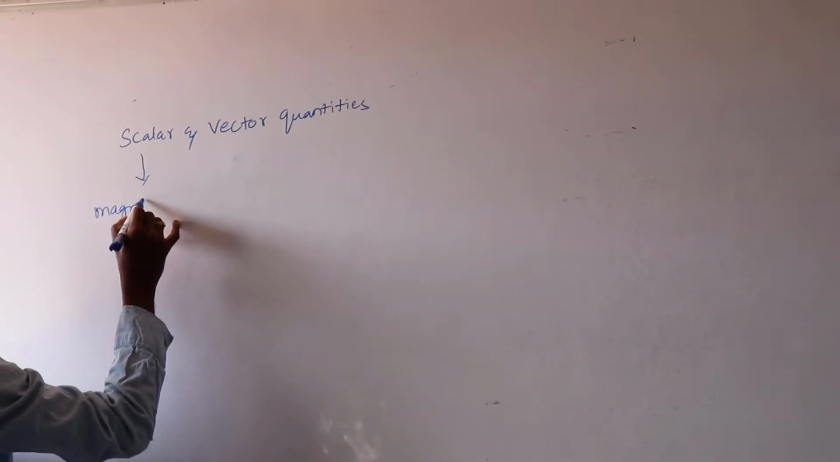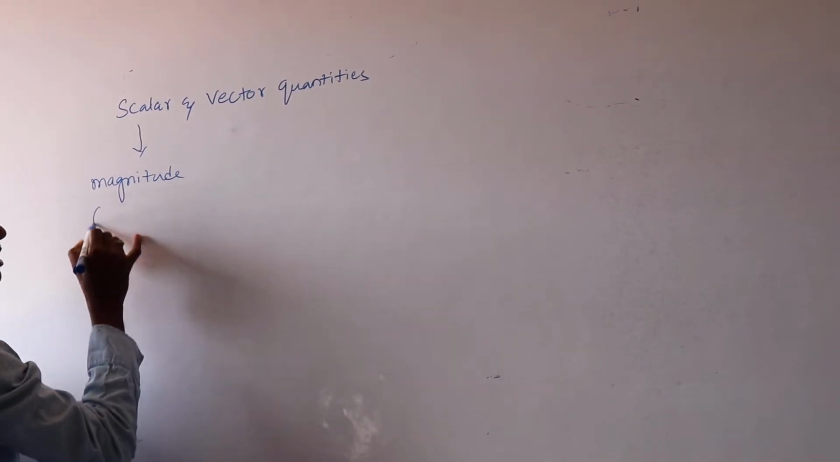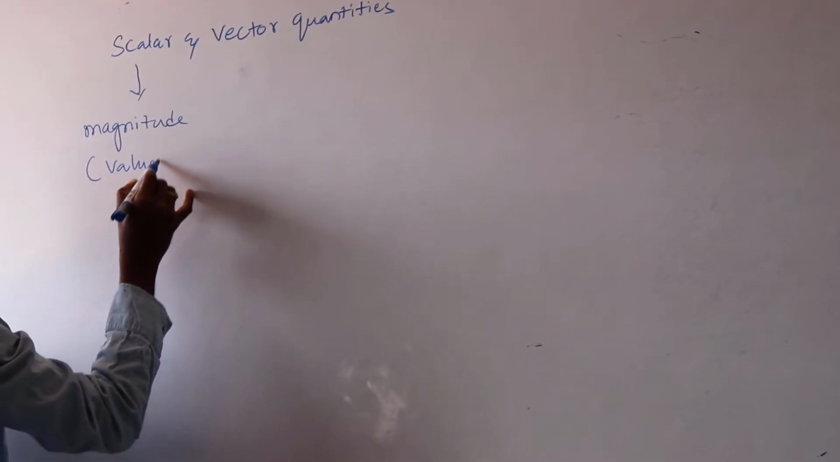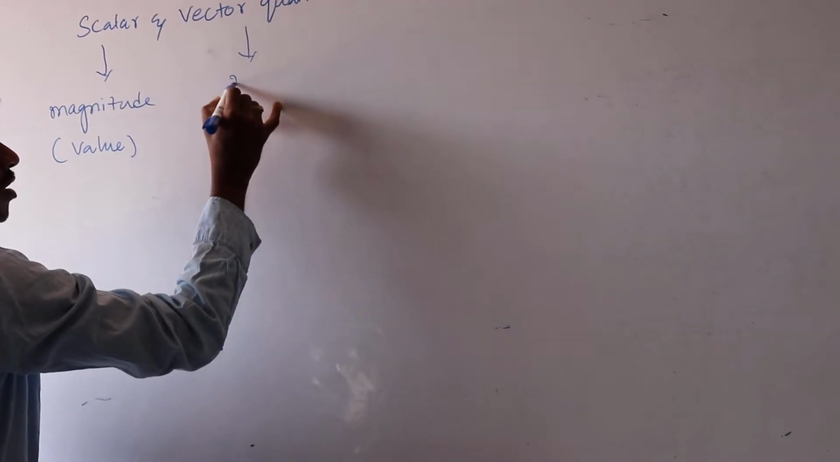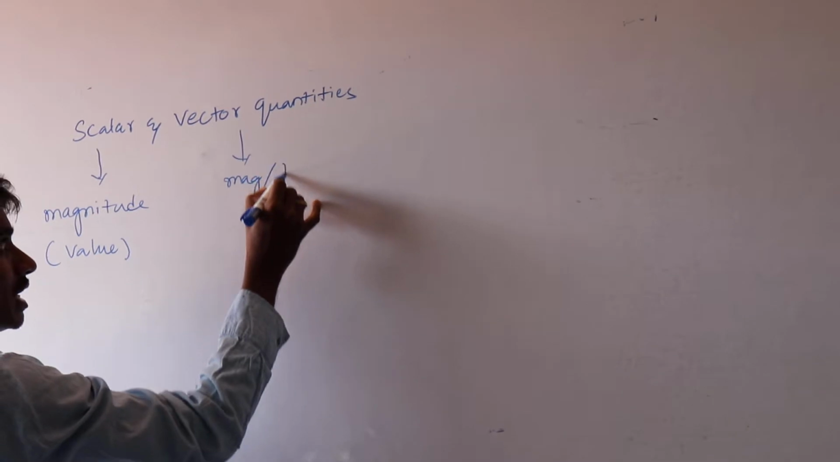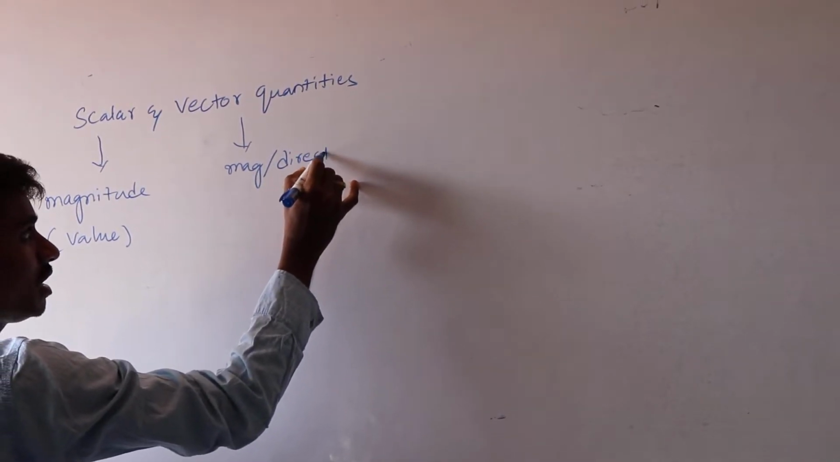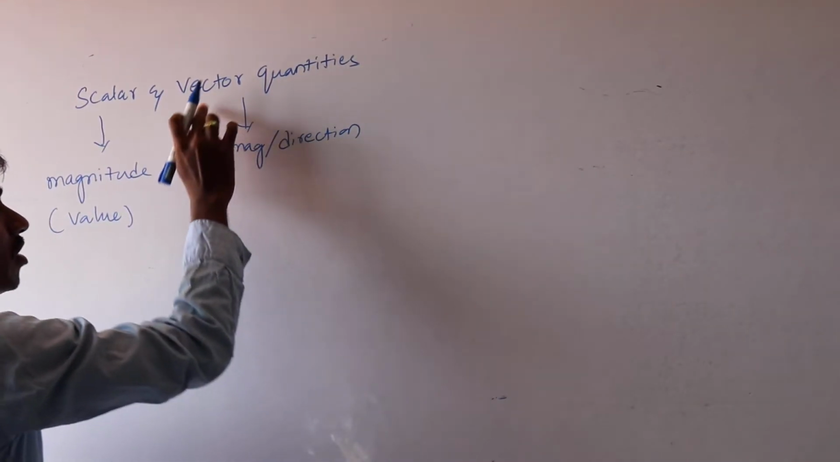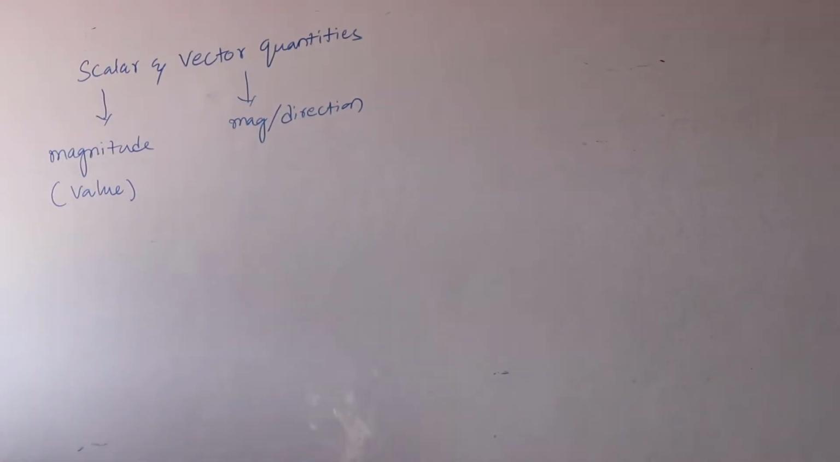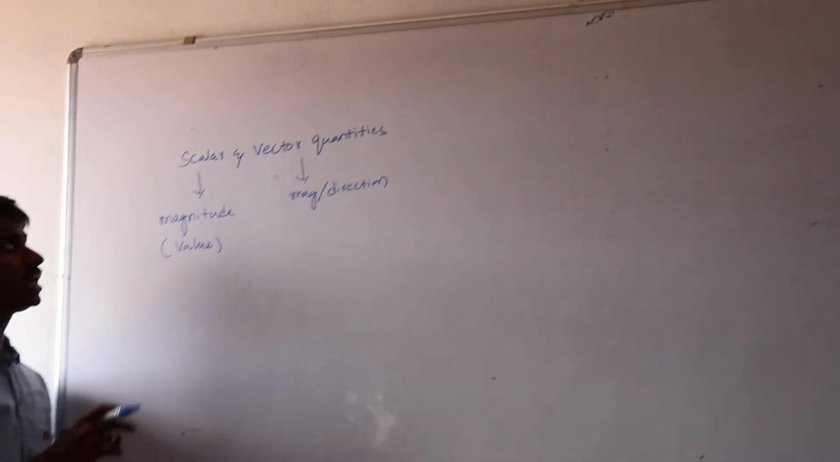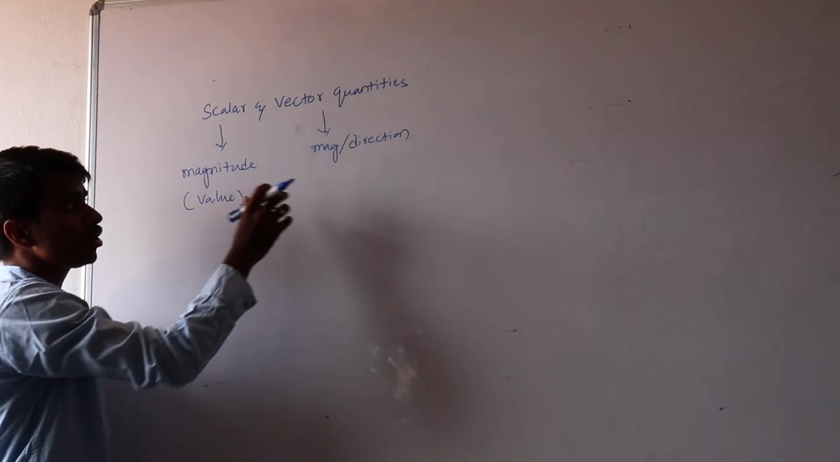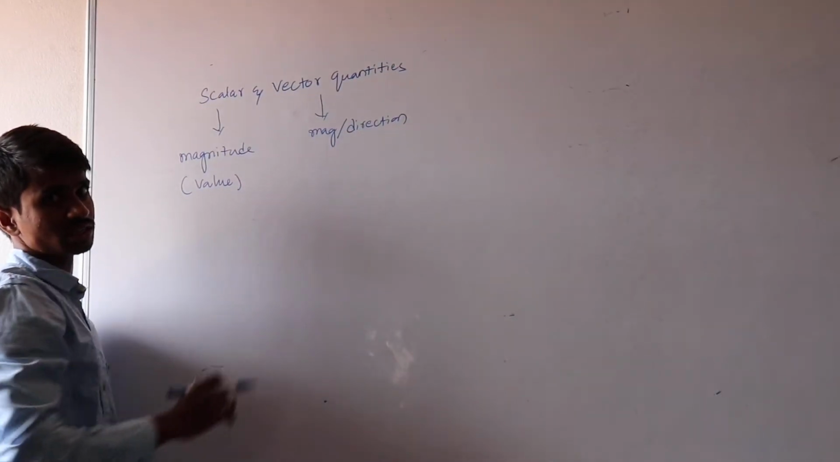What is magnitude, sir? Value. It means it has some value. But here, magnitude along with the direction, these are called vector quantities. Those which have only the magnitude, we call a scalar quantity. Those which have both magnitude along with the direction are vector quantities.